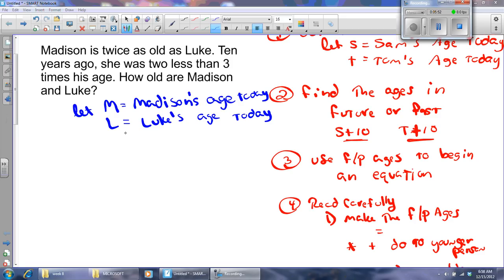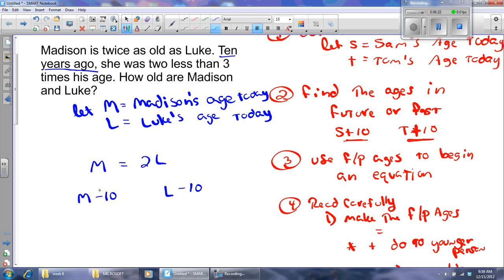And so now we're going to try to make our first equation. Madison is twice as old as Luke. So Madison's age will equal twice Luke's age. There's my first equation. 10 years ago. Well, 10 years ago, that's the future age or past. This is step two. So I'm going to need Madison 10 years ago. And I'm going to need Luke 10 years ago.